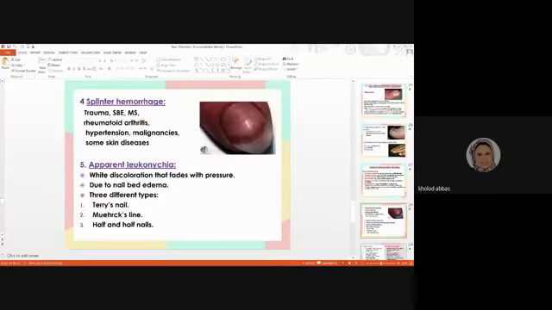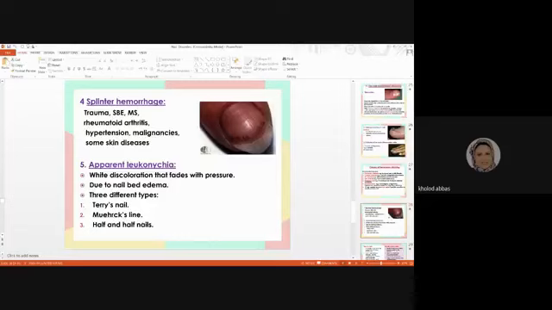As shown. Splinter hemorrhage can be due to trauma, acute trauma, acute bacterial endocarditis, mitral stenosis, rheumatoid arthritis, hypertension, malignancy. We can find this longitudinal splinter hemorrhage.